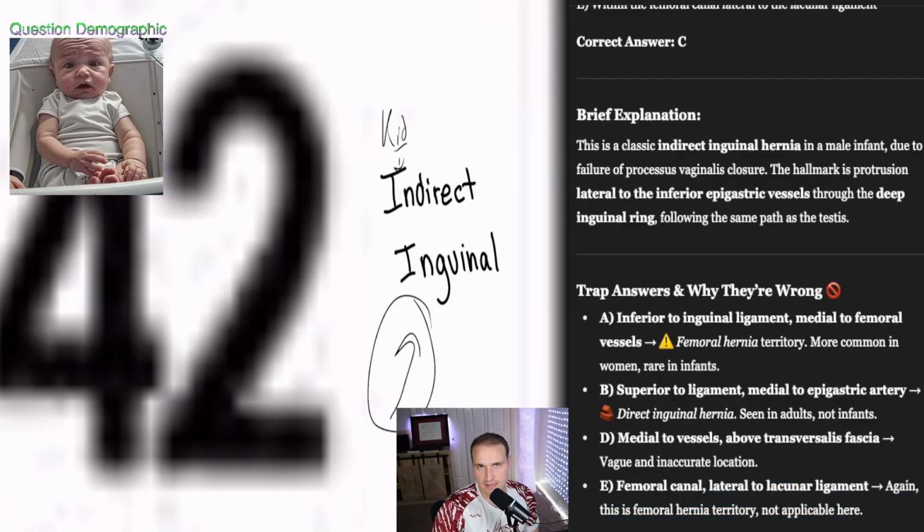So we got a young kiddo and a groin bulge that worsens whenever they cry and it goes away whenever they're resting. Indirect inguinal hernia every single time. It's the failure of the processus vaginalis to close.